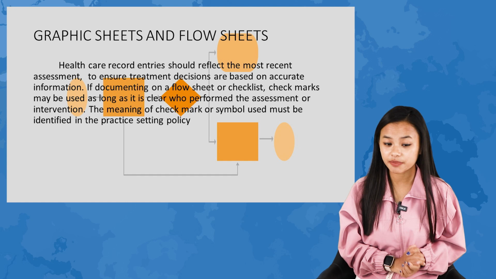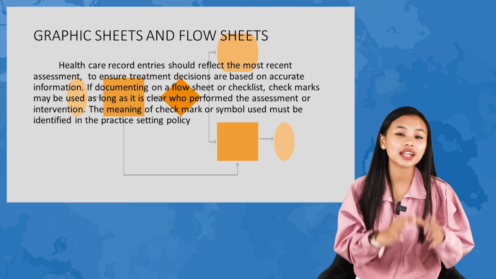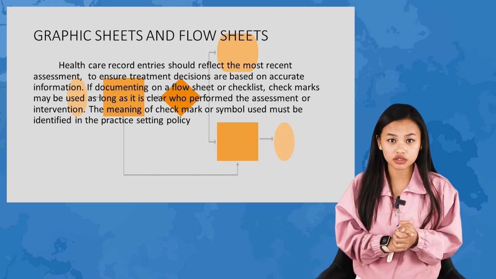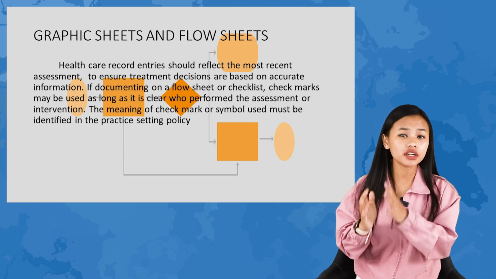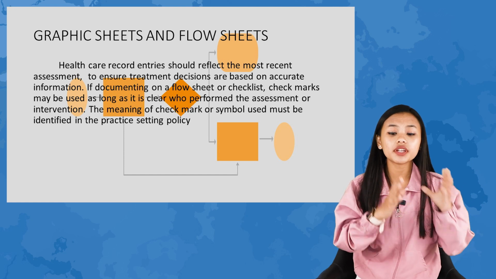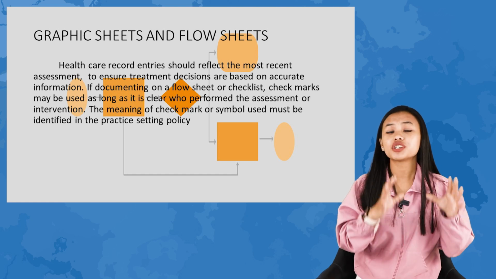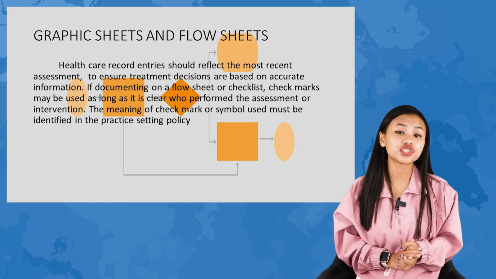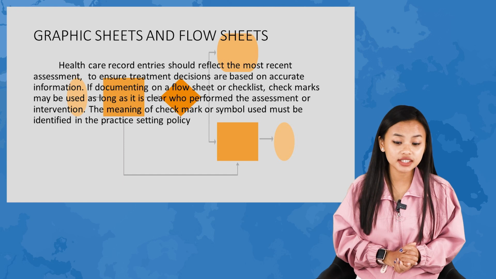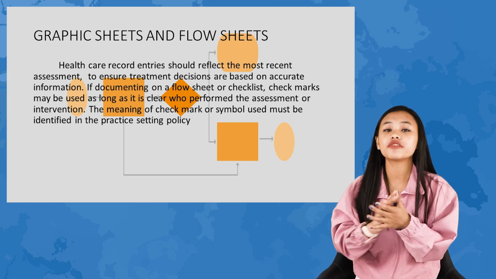Now moving on to the last method, that is graphic sheets and flow charts. From the name itself, you can understand that this is a method of recording whereby we will be using graphic sheets and flow charts. We all know that the healthcare record entry should reflect the most recent assessment, in order to ensure that treatment decisions are based on accurate information, right? So if documentation is done on a flow sheet or on a checklist, check marks can be used as long as it is clear who performed the assessment and what interventions were provided for that particular client.